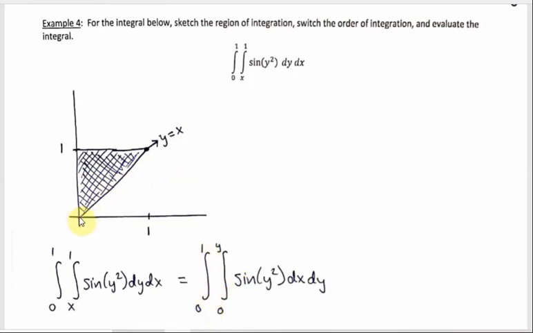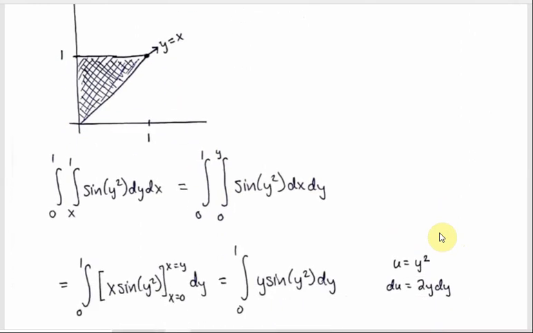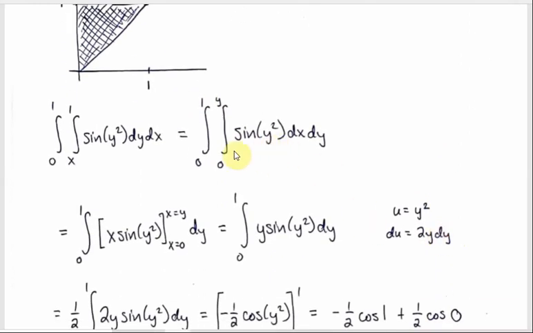The triangle starts down here at the origin. It goes up here to where y equals 1. So yeah, 0 to 1 for the limits of integration for y. And then this actually ends up being doable because then if we integrate with respect to x, you get x times the sine of y squared, double evaluated from where x equals 0 to where x equals y. Okay, well then really that just ends up being y times the sine of y squared.